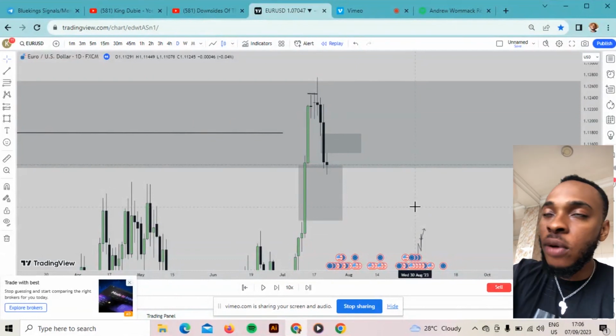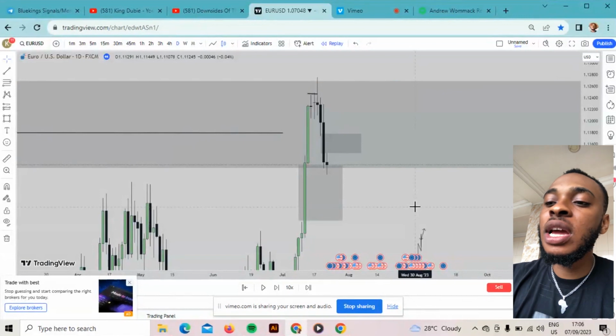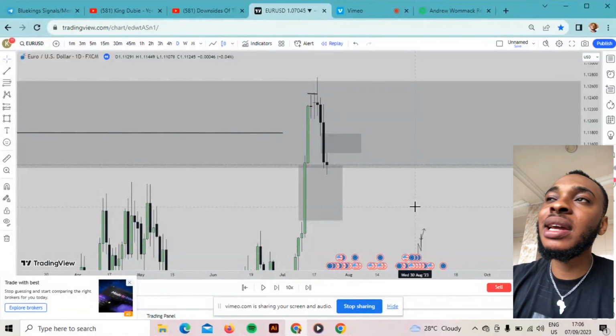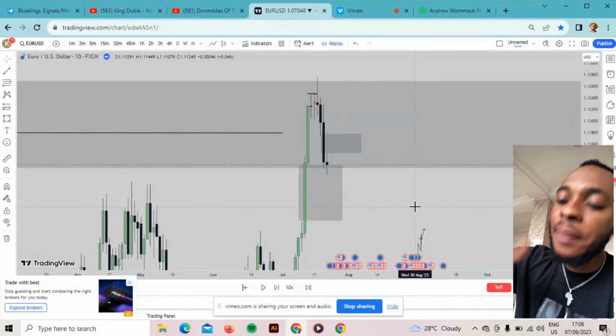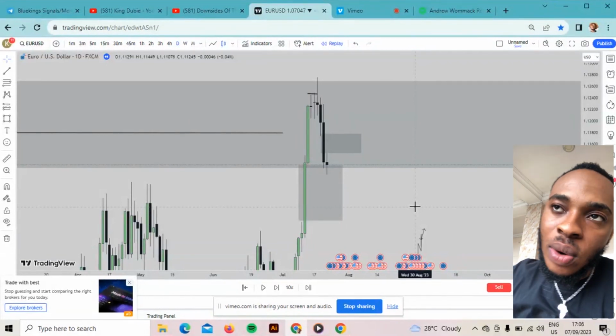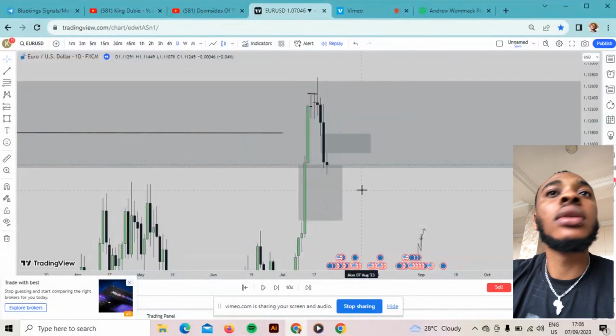Price decides to cover some of them, and price moves from some of them. Now, if your fair value gap is not in line with the bias or the market order flow, it will get covered. But if it's in line with it, price will tap into it and go higher or lower, depending on the case. So as you can see, this fair value gap here.